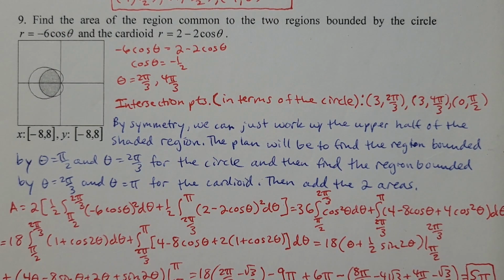Okay, we'll go ahead and finish up section 10.4 here. We're talking about calculus with polar equations. We're on problem 9 of this worksheet. It says to find the area of the region common to the two regions bounded by the circle r equals -6 cosine theta and the cardioid r equals 2 minus 2 cosine theta.